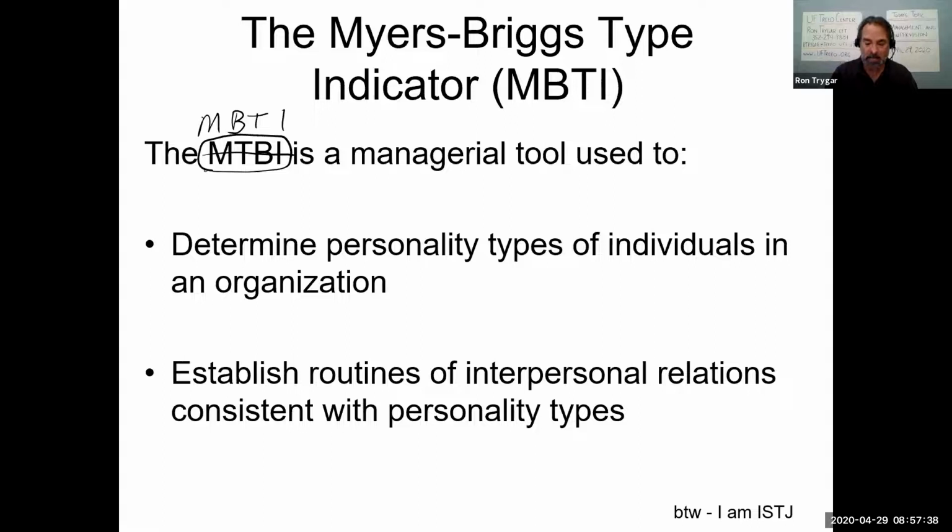This was a mother and a daughter who came up with this many years ago, and they put personalities and behaviors into, I think, 16 different types of categories. And it helps determine the personality type of individuals within an organization.